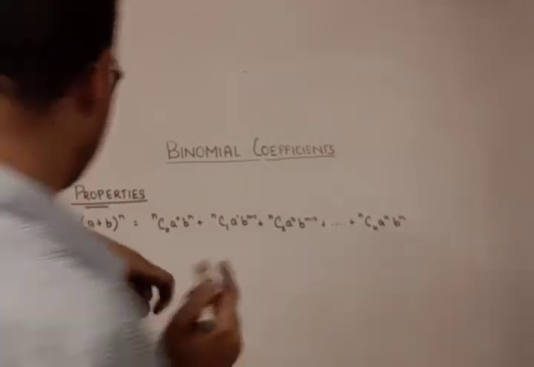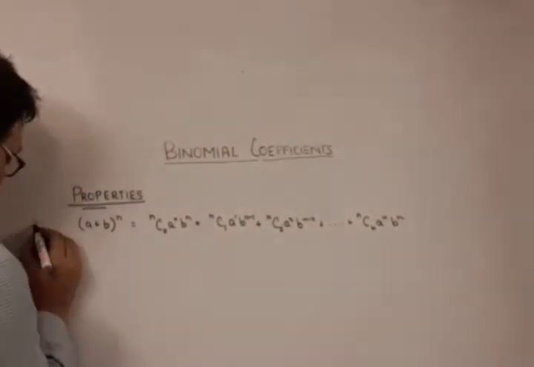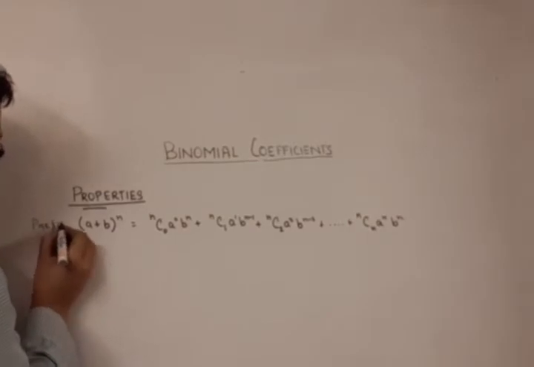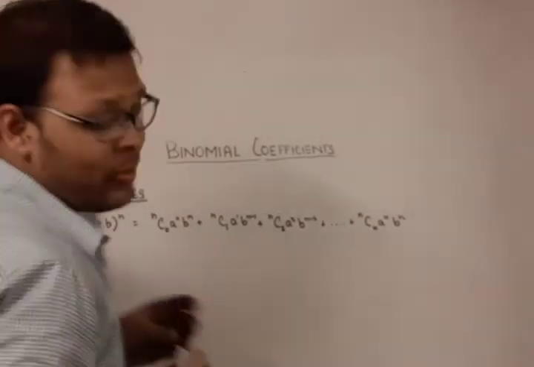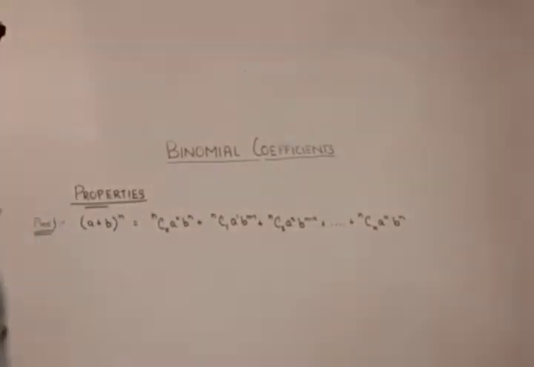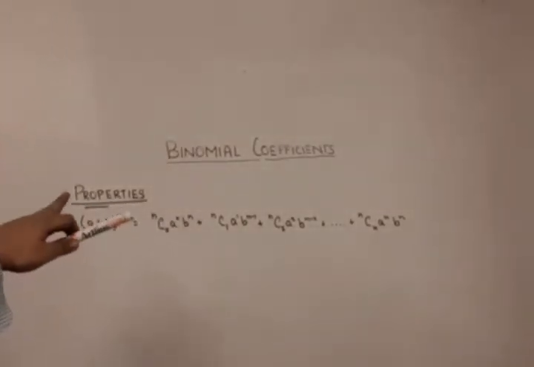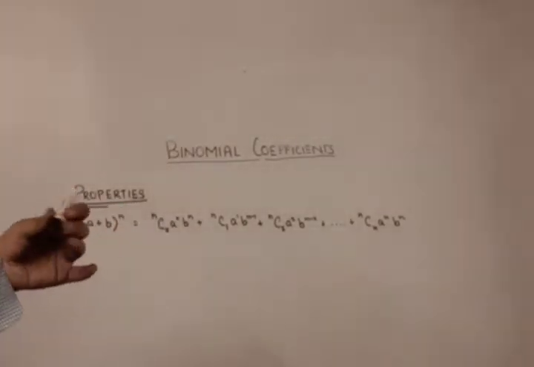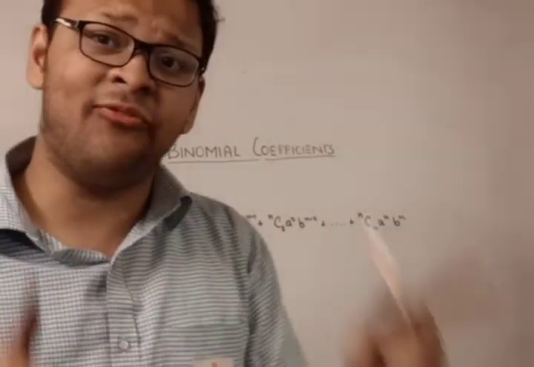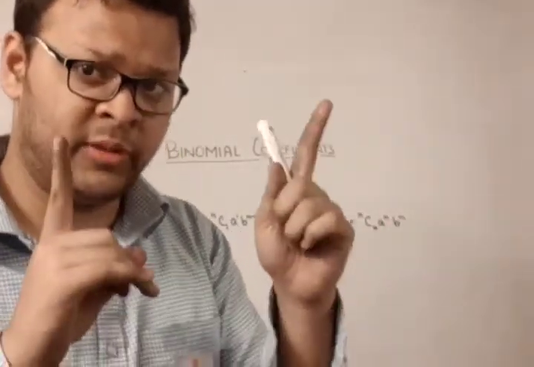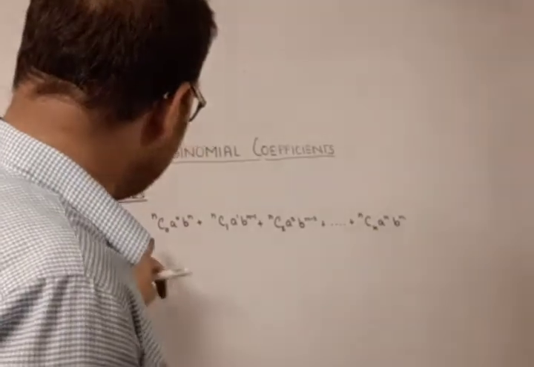So the proof of the first property is as follows. We start directly from the binomial theorem. The binomial theorem is (a plus b) whole to the power n, plus nC0. Now, for proving the first property, we need nC0, we need nC1.